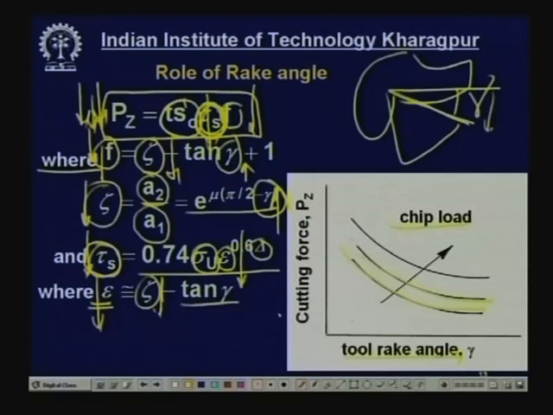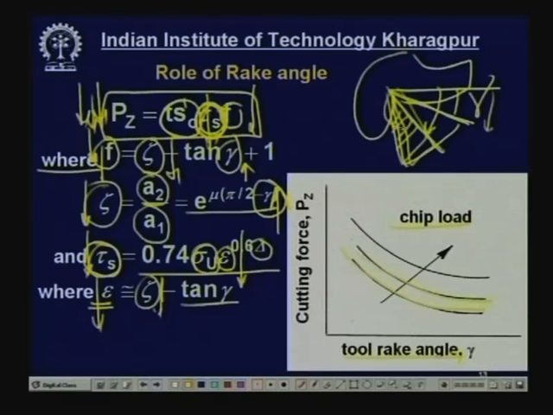But again, we should remember that if the rake angle is too much increased, then what is the remaining tool wedge angle? The tool wedge becomes very thin. So, this will make the cutting tool very weak, mechanically weak, and it may break. So, this is a danger. So, we should not increase the rake angle beyond a certain limit.